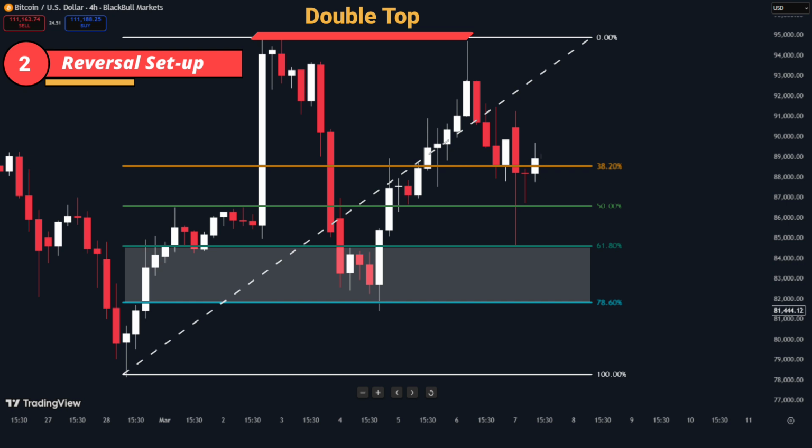The psychology behind this is simple. Traders and institutions watch these Fibonacci levels. When price reaches them, many orders are triggered. If the dominant side fails to push further, the opposite side gains momentum and a reversal happens.